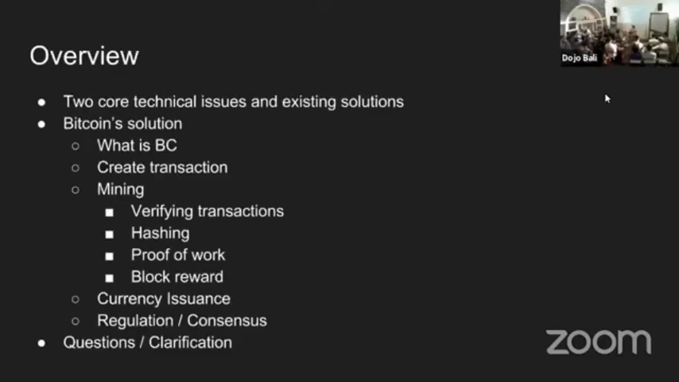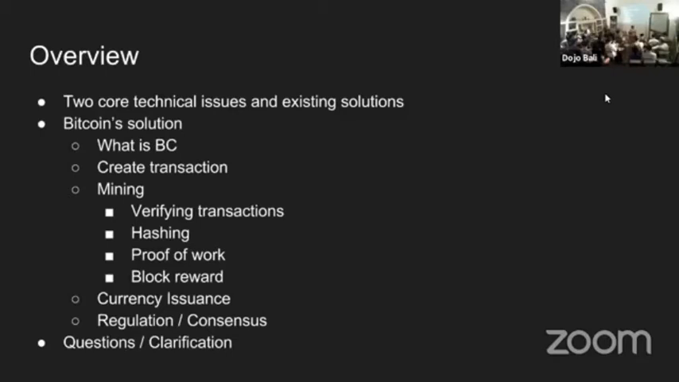So I promise not all my slides have this much on them, but this is just a quick overview of what we're going to talk about tonight. We're going to start with the two core technical issues with existing monetary systems and the solutions that we already have with our established fiat system. And then I'm going to go into Bitcoin's solution, including what a blockchain is, what Bitcoin is, how you create a transaction on the Bitcoin network, where mining comes in, and the 4 separate stages of mining, including verifying transactions, hashing, proof of work, block reward.